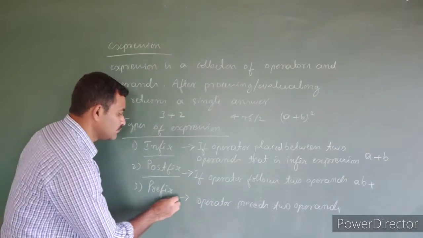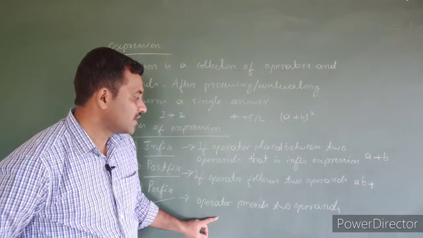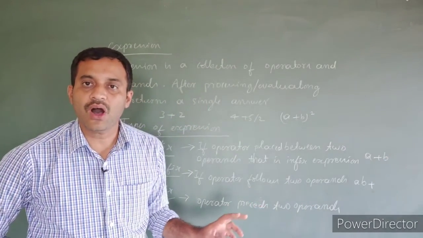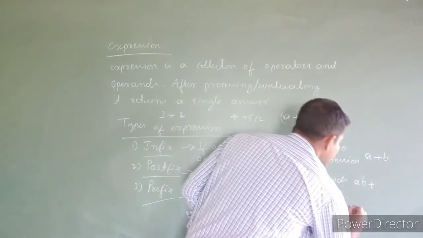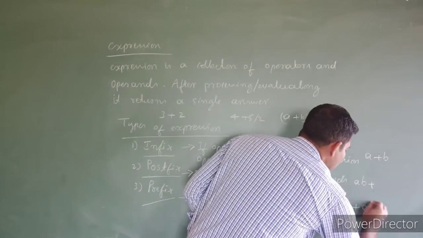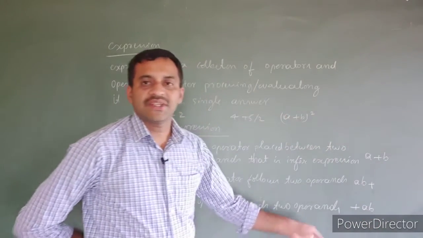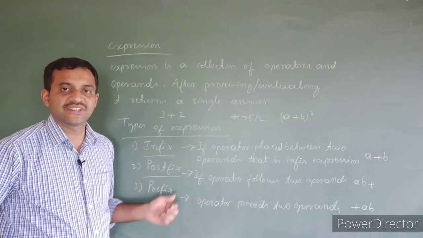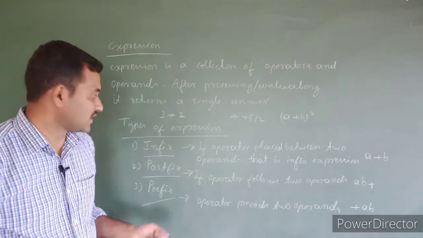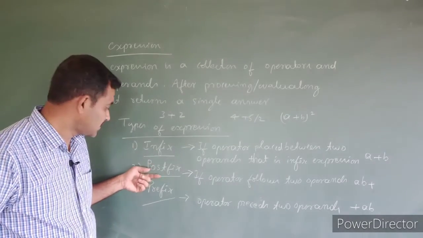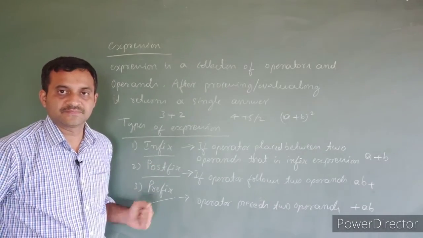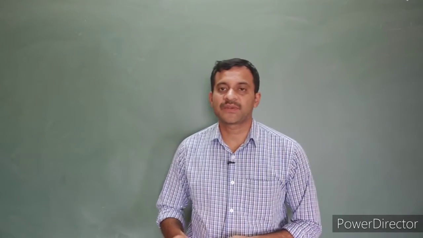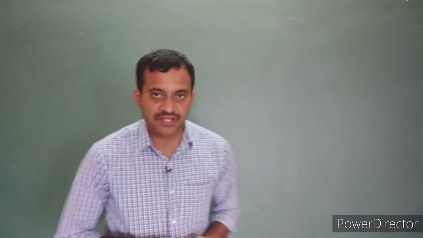Then the third one is prefix. The operator precedes 2 operands. See here, plus is the operator, a and b are the operands. Plus a b is an example for prefix expression. So these are the 3 types of expressions: infix, postfix, then prefix. Let's discuss how to convert infix expressions to postfix expression.